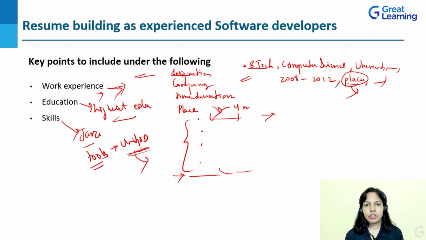So it's understood that if you have done a bachelor's degree, definitely you have qualified 10th and 12th. Or your master's degree. And if you have done two masters, suppose, or a dual degree, you mention both there. Fine. So that is all about your education for an experienced software developer.